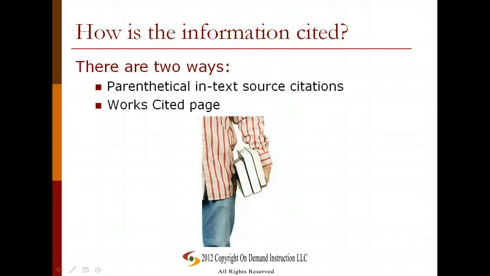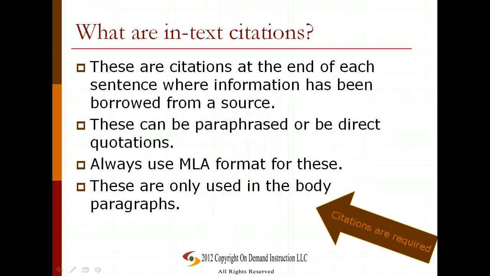Okay, so how is the information cited? There are two different ways to do this. One would be parenthetical in-text source citations, and the second way is the Works Cited page. We'll go into each of those as well. So what are the in-text citations? These are little citations that are at the end of each sentence where information has been borrowed from a source. So they're only going to be in the body paragraphs, and they're at the end of those sentences. And they just show that information came from a particular source.